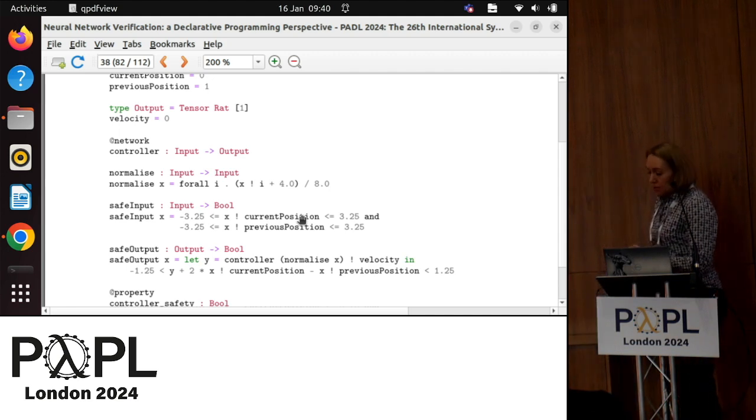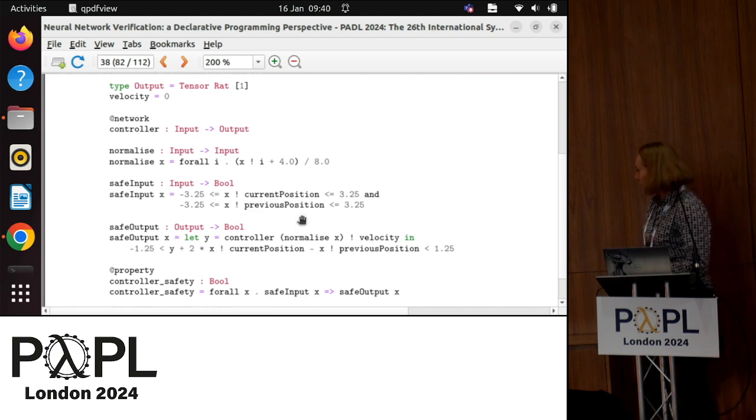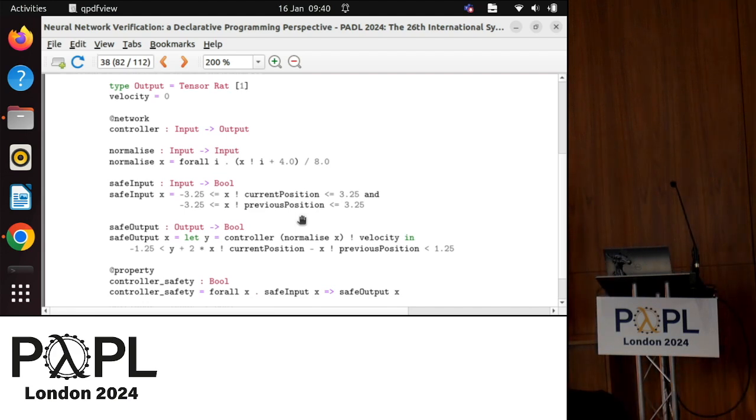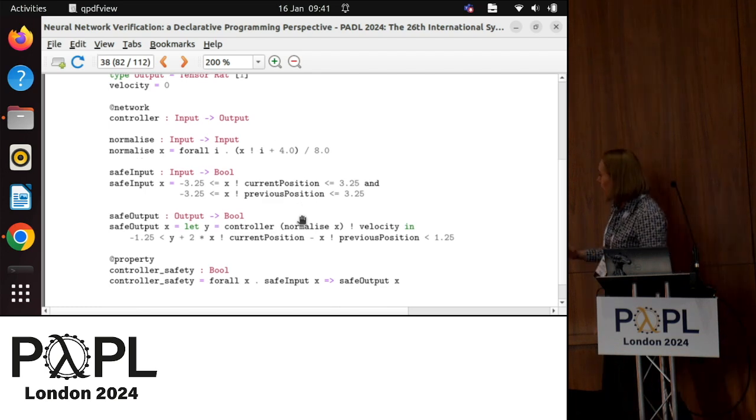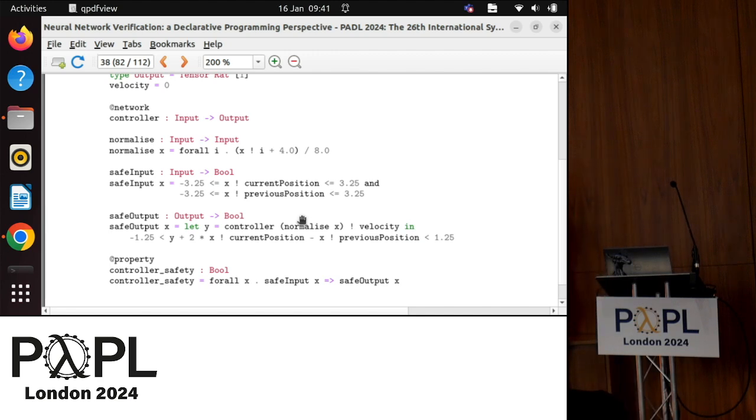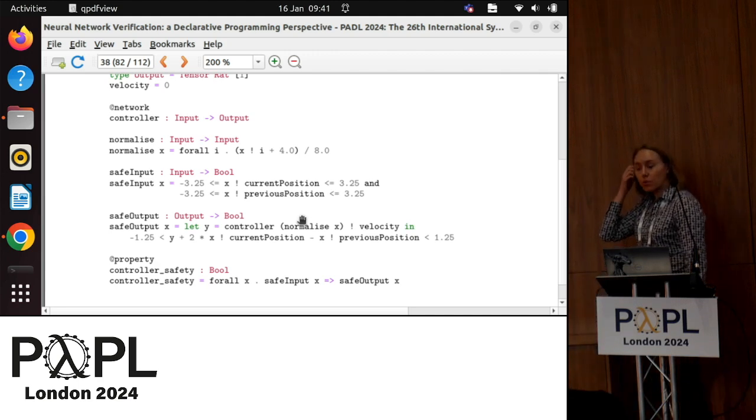Well, and then I've just defined safe input and safe output, which is not different from the spec that we've already seen. So current position and previous position should always be in the range minus 325 to 325, and the output should also correspond to the formula we've just seen in mathematical notation. And that's basically it. So you have the main property that says for all x, safe input implies safe output. And that's really all there is.